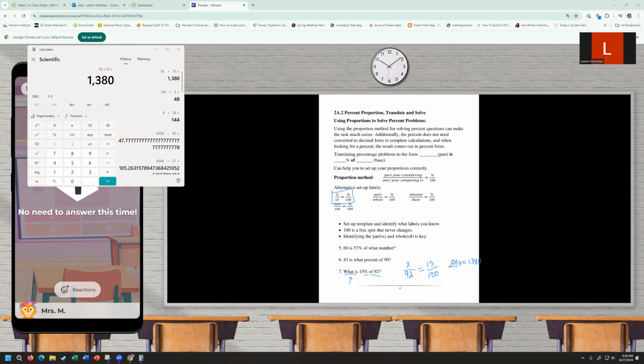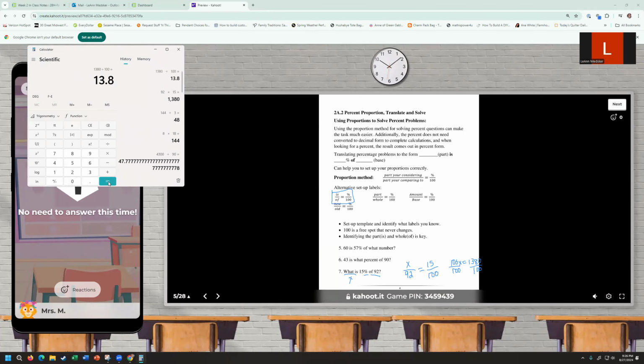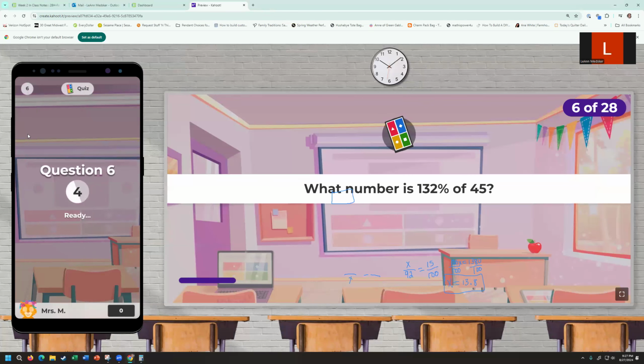1,380. Divide that by 100. And we're going to get that the following is our answer once I do the division. It's 13.8. So again, you can kind of say that in a statement to see how it makes sense. 13.8 is 15% of 92. Okay. All right. So that was the how do you do it part. So let's do some of the Kahoot questions together.